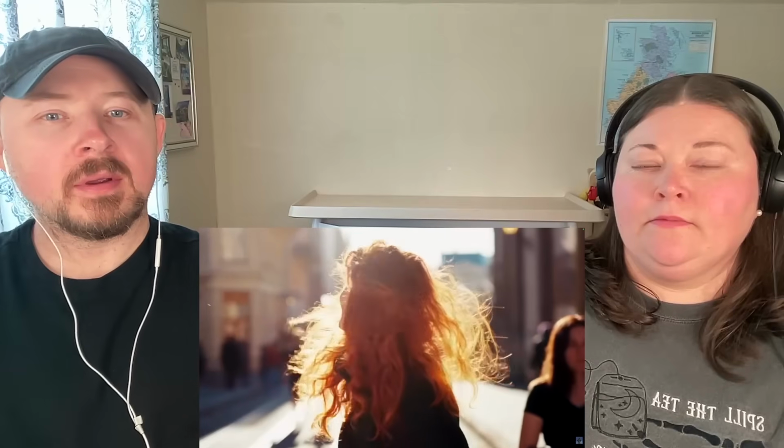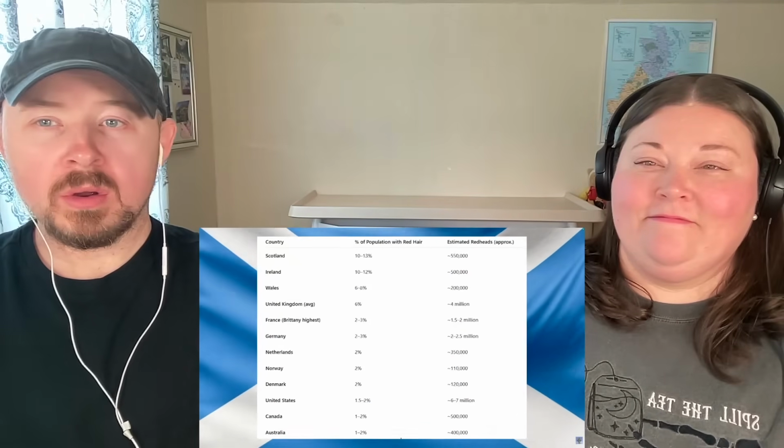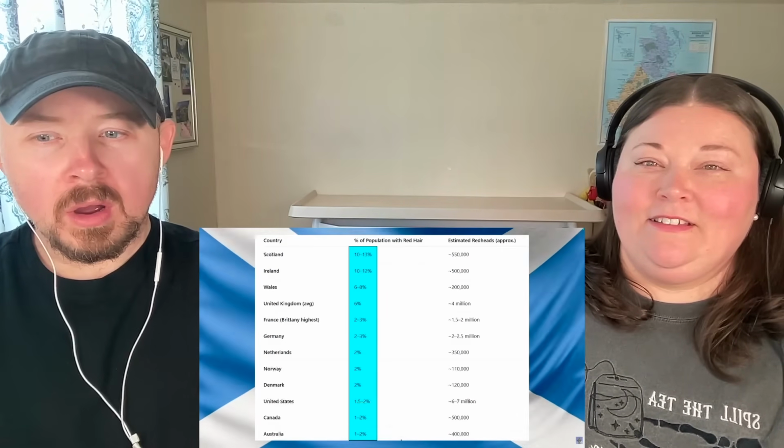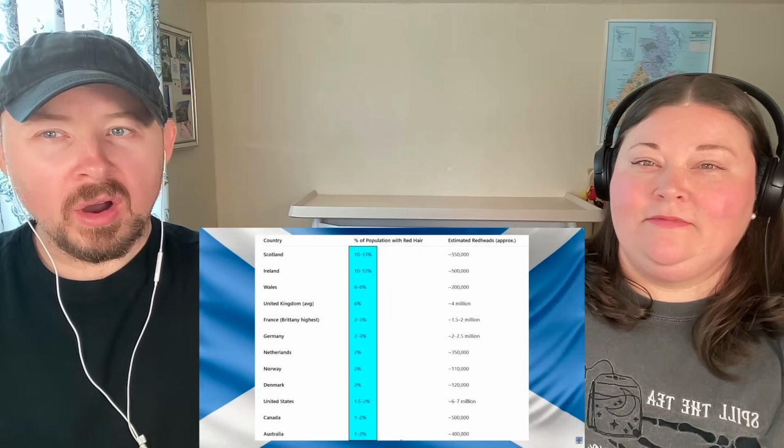Now, basically, there are two types of physical traits that are higher in Scotland than England. The first one is red hair. Scotland has the most redheads on the planet alongside Ireland. In Scotland, around 10 to 13% of people have red hair, and roughly 40% also carry at least one red hair allele.